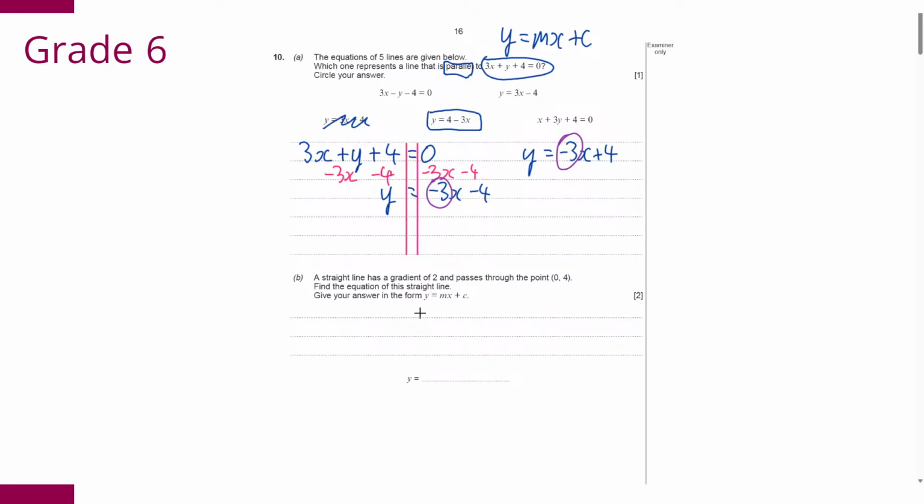Next, a straight line has a gradient of 2 and passes through the point (0, 4). Find the equation of the line. Give your answer in the form y equals mx plus c. So write out y equals mx plus c. And the gradient is 2. So it's y equals 2x plus c. Feed in the coordinate it gives you in the question, which is (0, 4). So it would be 4 equals 2 times 0 plus c. That's just going to be 4 equals c. So c is 4. So it would be y equals 2x plus 4. It's quite a nice question.